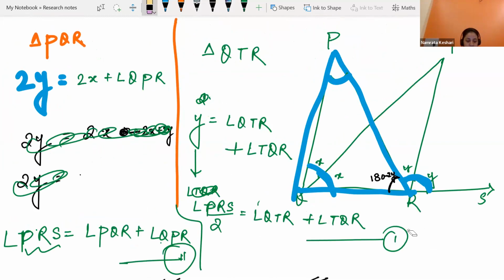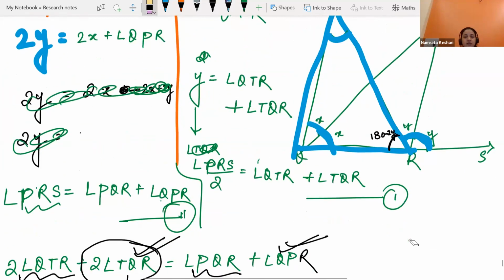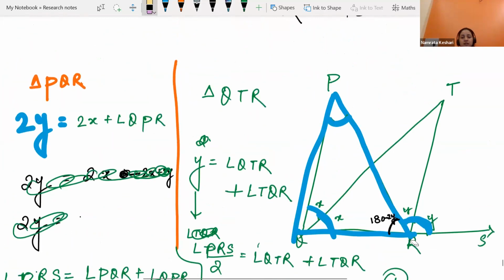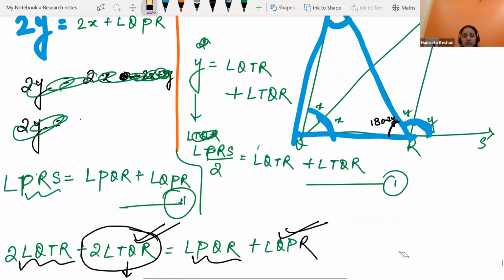What you said, Sasya? Ma'am, after taking the exterior angles, can we take half angle of angle P plus angle TQR is equal to angle TQR plus T? I'm not able to hear you properly, Sasya. Really sorry.